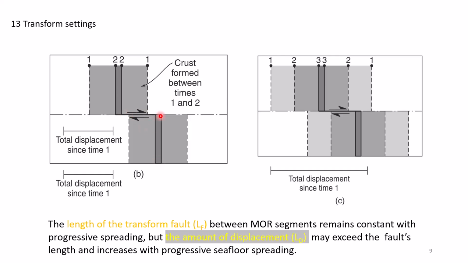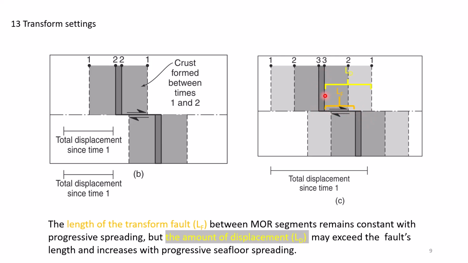The displacement length, however, that is another matter. If we see here the length of the transform fault itself, this can be dramatically exceeded by the amount of displacement. For instance, here we see along the mid-oceanic ridge, quite a bit of ocean floor has already been created, say at time stage number 3. Bilaterally, we have created more seafloor than the length of the offset between the ridge segments.